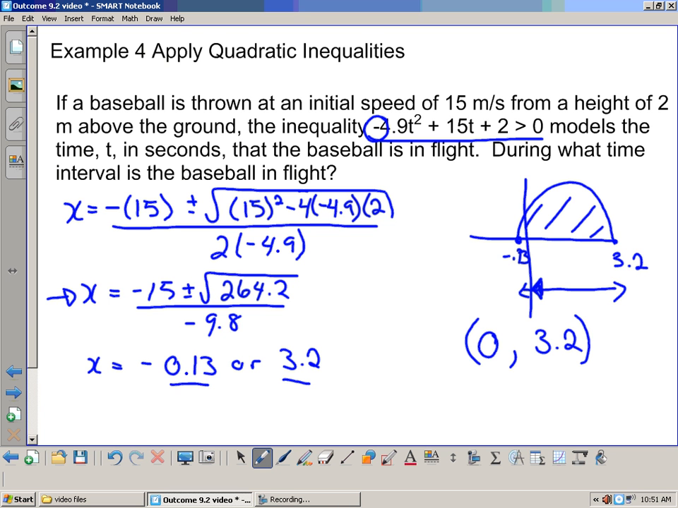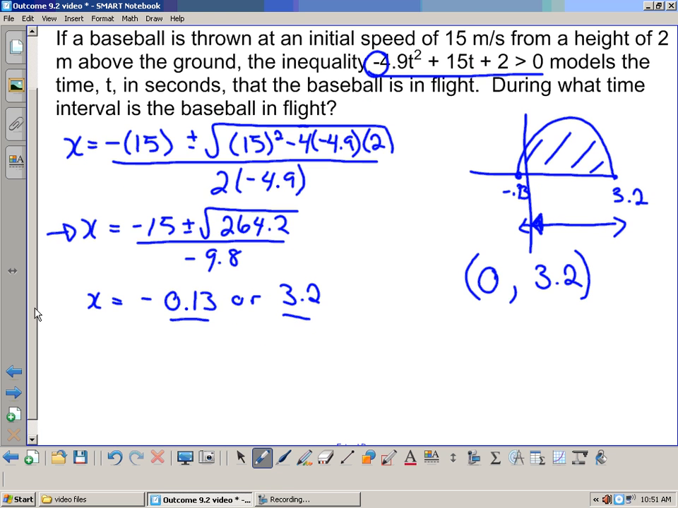So I can write it in interval notation like that, or I can write that t such that t is in between 0 and 3.2. t has to be an element of the real numbers.